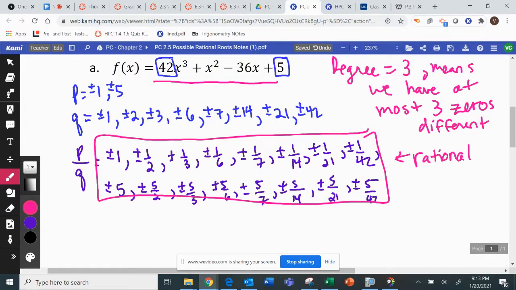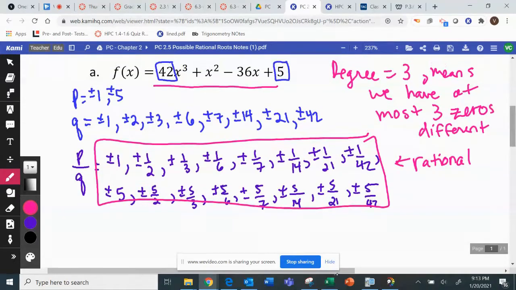So what we are doing is we are just going to find all the possible rational zeros that you could have. Now, back in the day before calculators, and sometimes if you go to a course that doesn't allow you to use a calculator, possibly in college, you might have to do this next thing by hand.